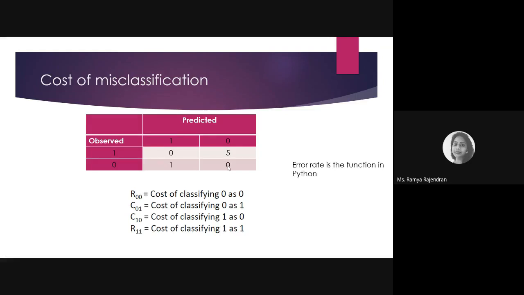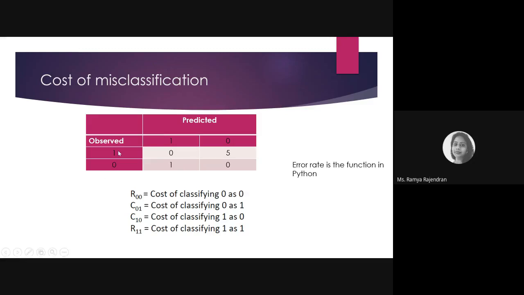So in case of classifying 1 as 0, we are giving a penalty of 5, and in case of classifying 0 as 1, we are giving a penalty of 1. Okay, so maybe we can take an example of trying to predict whether a loan has to be sanctioned for a customer or not.